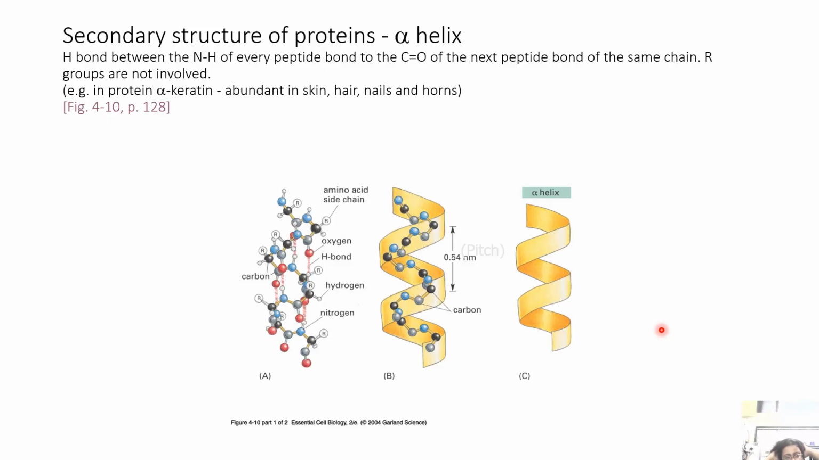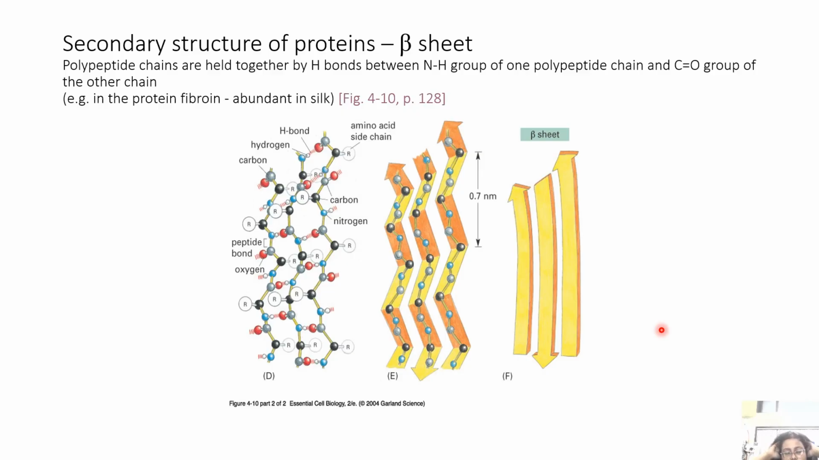Now the secondary structure of proteins. In the alpha helix, H bonds form between the NH of every peptide bond and the CO of the next peptide bond of the same chain. Now R groups are not involved. An example is the protein alpha keratin, abundant in skin, hair, nails and horns and all of that. Okay. So the secondary structure of proteins, like the beta sheet: polypeptide chains are held together by H bonds between the NH group of one polypeptide chain and the CO group of the other chain. Okay. An example is the protein fibroin, which is abundant in silk.